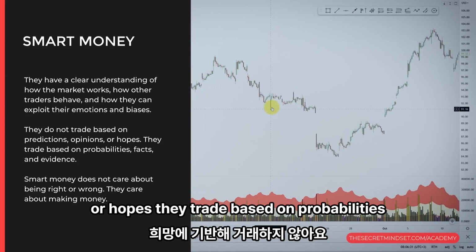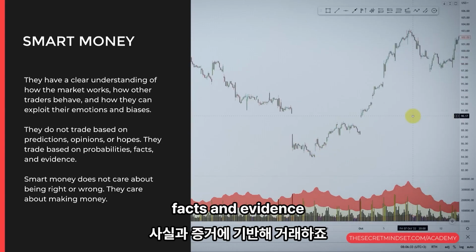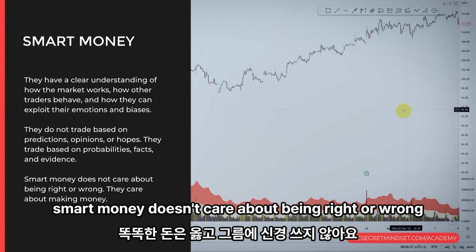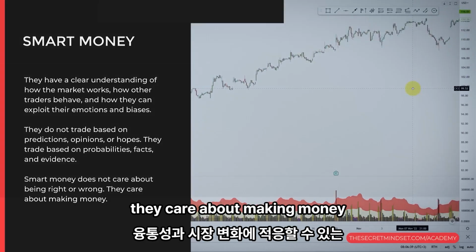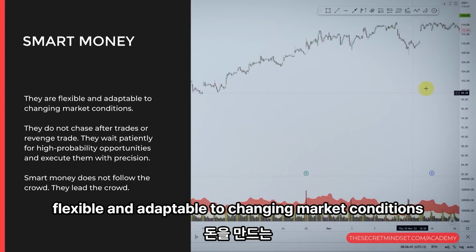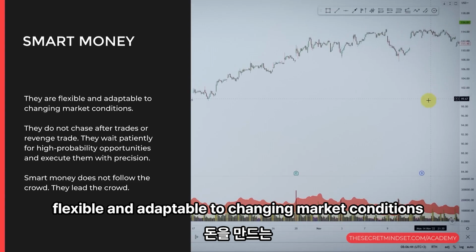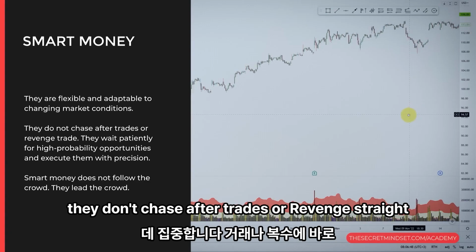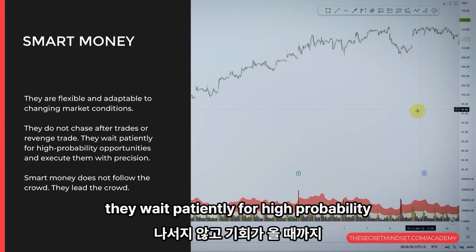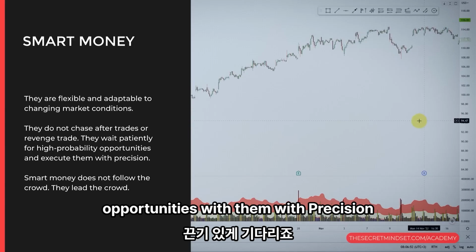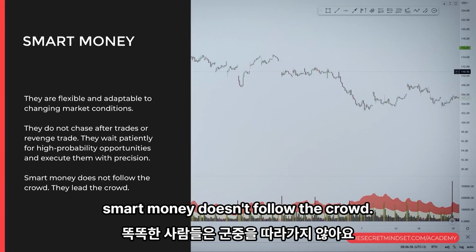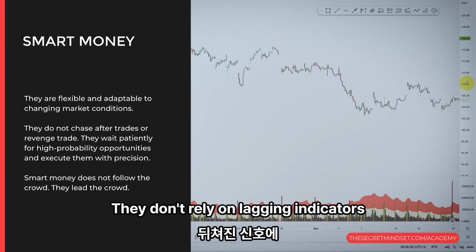They trade based on probabilities, facts, and evidence. Smart money doesn't care about being right or wrong. They care about making money. They are flexible and adaptable to changing market conditions. They don't chase after trades or revenge trades. They wait patiently for high probability opportunities and execute them with precision. Smart money doesn't follow the crowd. They lead the crowd.